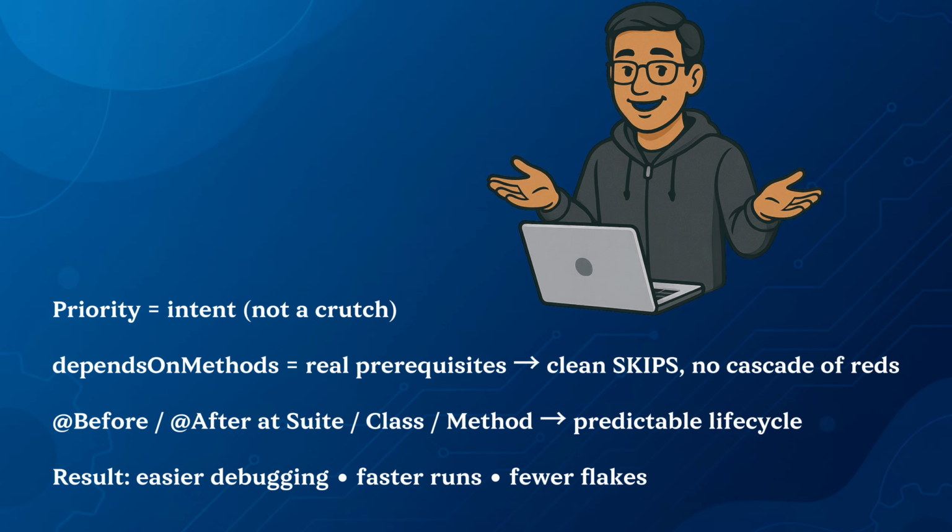All right, quick recap. Today we took the chaos out of TestNG. You saw how priority sets intent, dependsOnMethods expresses real prerequisites and gives clean skips instead of cascaded failures, and @Before/@After at the right level, suite, class, method, creates a predictable lifecycle. Do this and your suite becomes easier to debug, faster to run, and way less flaky.